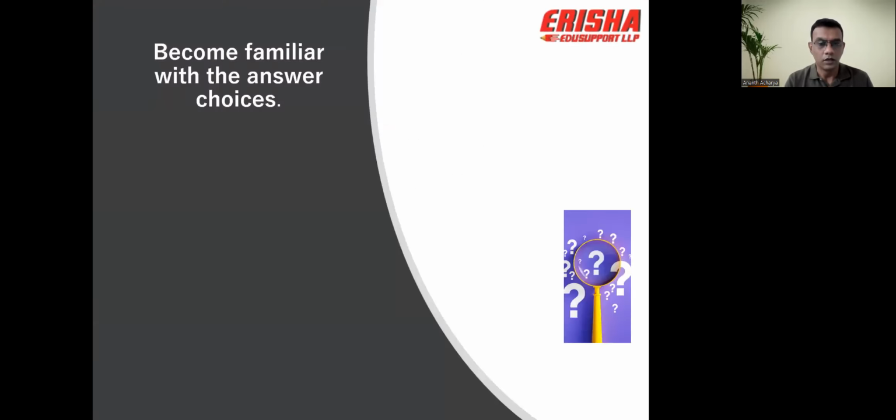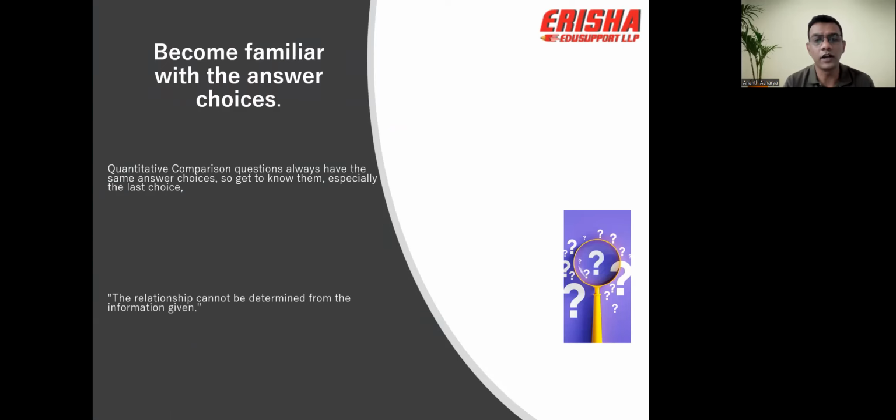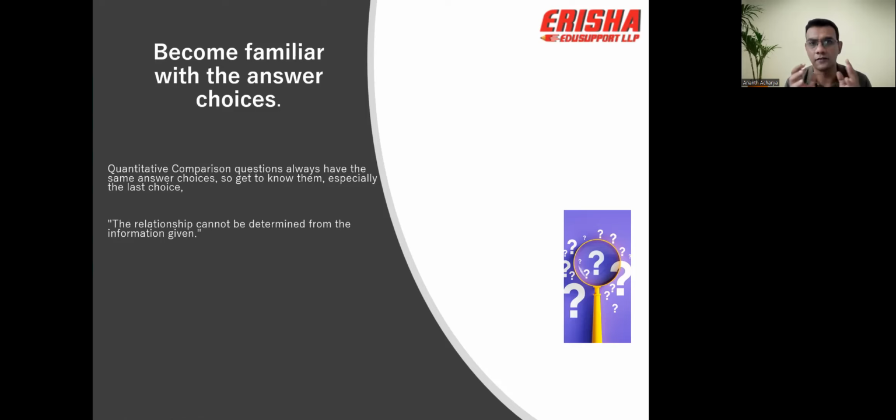Now, what are the various ways in which I have to answer? The first thing to remember is that you have to be very familiar with the answer choices. Quantitative comparison questions always have the same answer choices, the four options that we spoke about. So get to know them, especially the last one: the relationship cannot be determined from the information given.